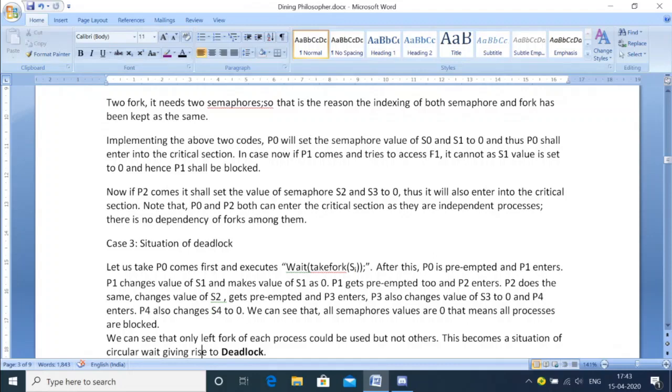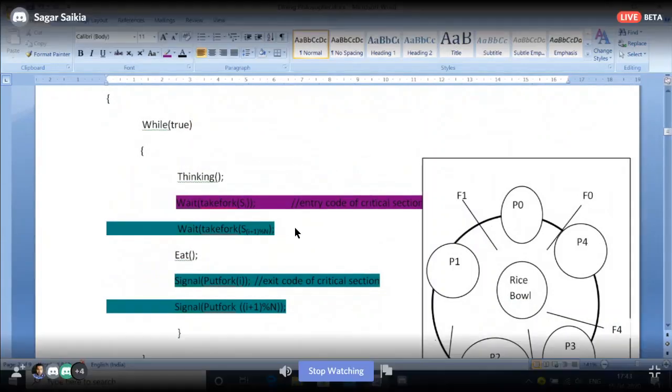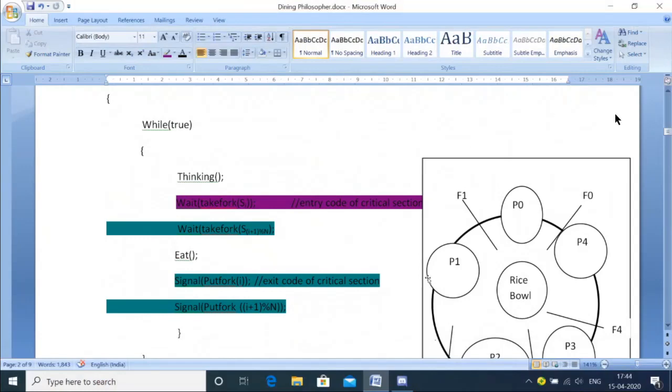Again, P1 will try to take the fork F1. In order to do that, it changes the semaphore associated with that fork from 1 to 0. The moment it does, it takes fork F1. So P1 also executed, there was a preemption, and before it could go to the next statement, again there was a preemption. Then another process came, P2. P2 also executed, and again there was a preemption. It could execute only this code.